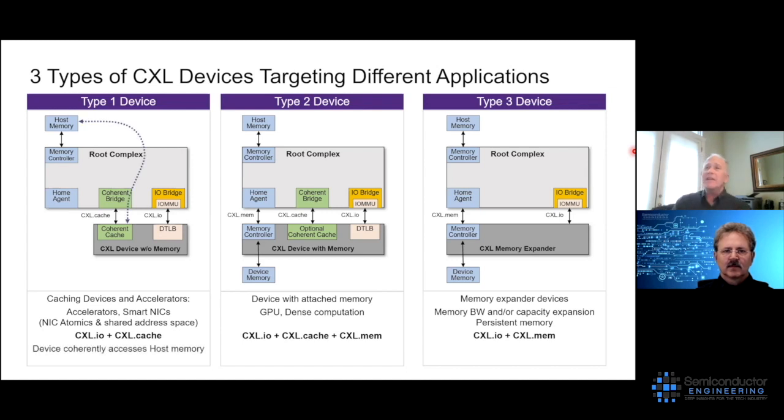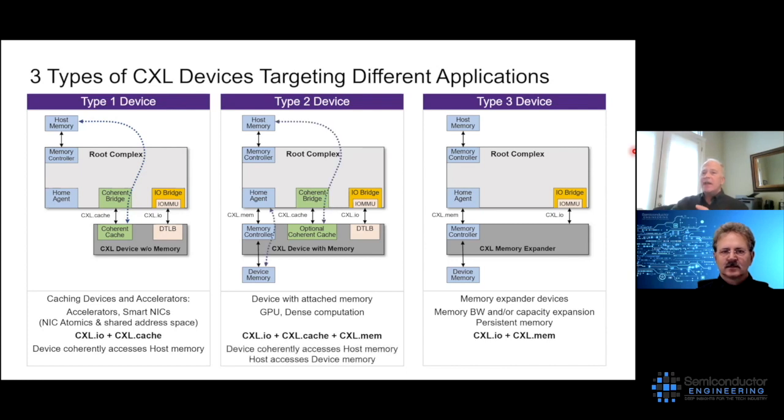They all have to implement CXL.io because it's used to negotiate the link, it's used for register access, and it's used for the long data transfers like PCI Express. But in the case of type 1, we implement CXL.cache, and then you can access coherently the host's memory from your device. So if I'm an accelerator guy, or I build a smart NIC or something like that, I can now cache the host memory directly in my device using this.